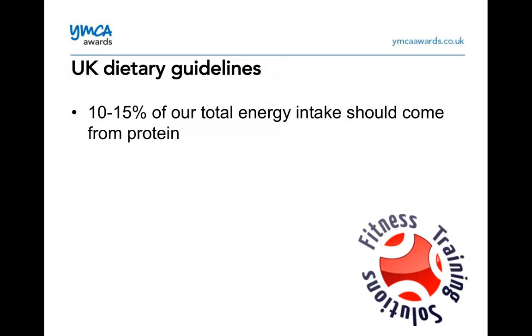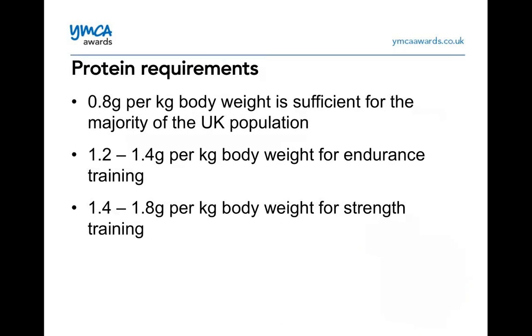UK dietary guidelines: you're looking at 10-15% of our total energy intake coming from protein. That's just average Joe, and these are the UK guidelines. You'll find that most people, when they come to you, are not consuming anywhere near their guided daily amount. They're probably consuming too many carbs and not enough protein, or they've watched too much TV and all they're consuming is protein and no carbs. So we need to be aware of the guidelines that we can give to people. And on that, there are other guidelines you can look at. Protein requirements: 0.8 grams per kilogram of body weight is sufficient for a majority of the UK population.